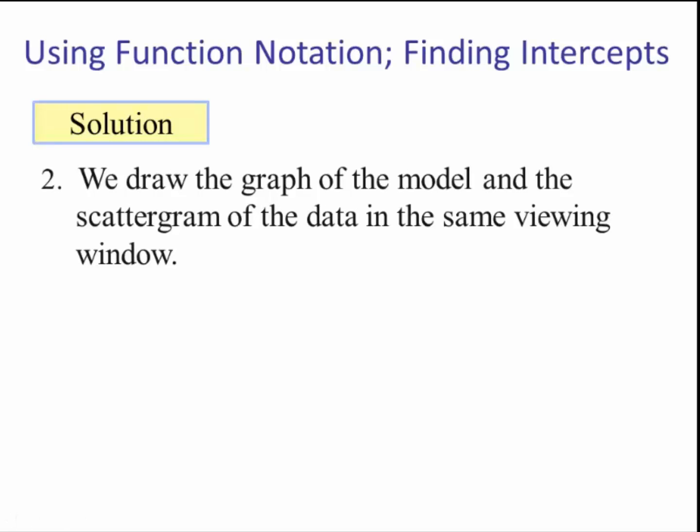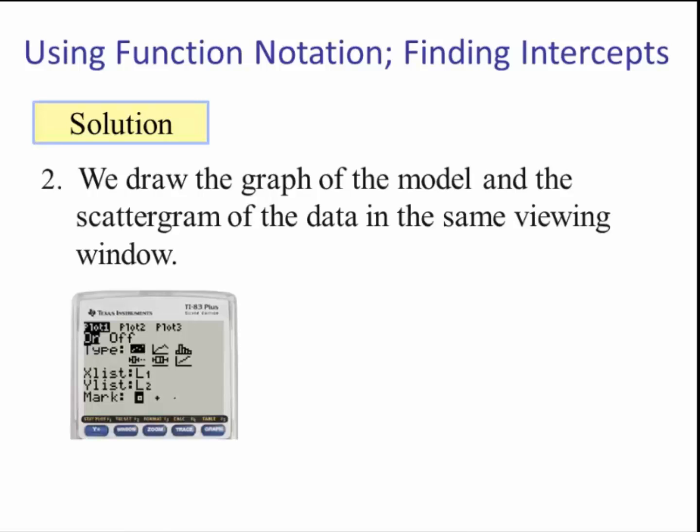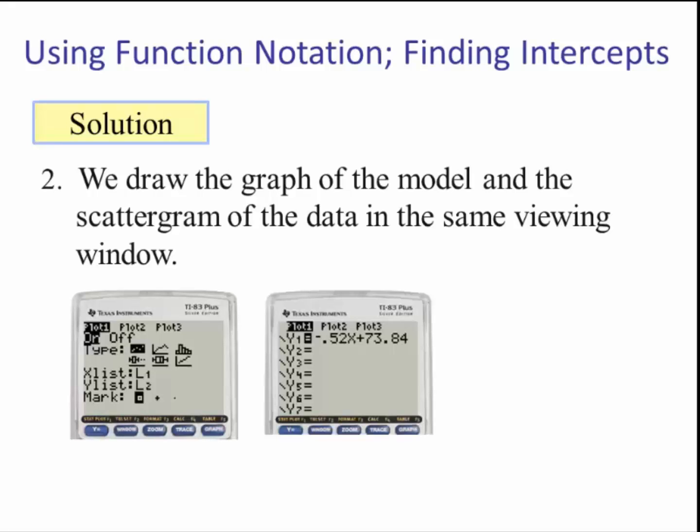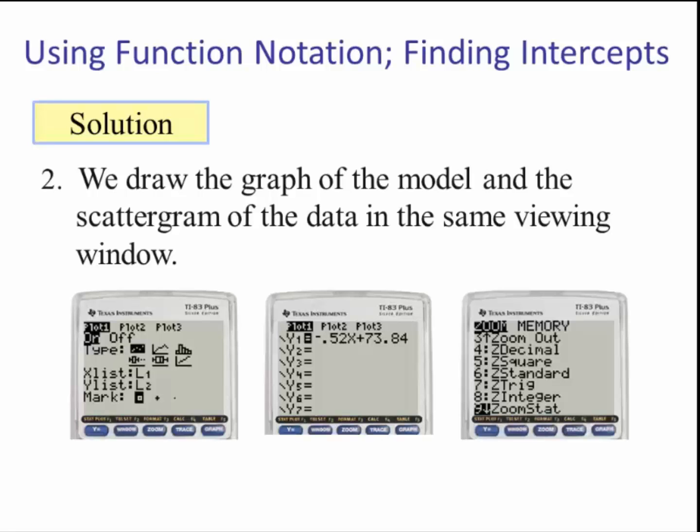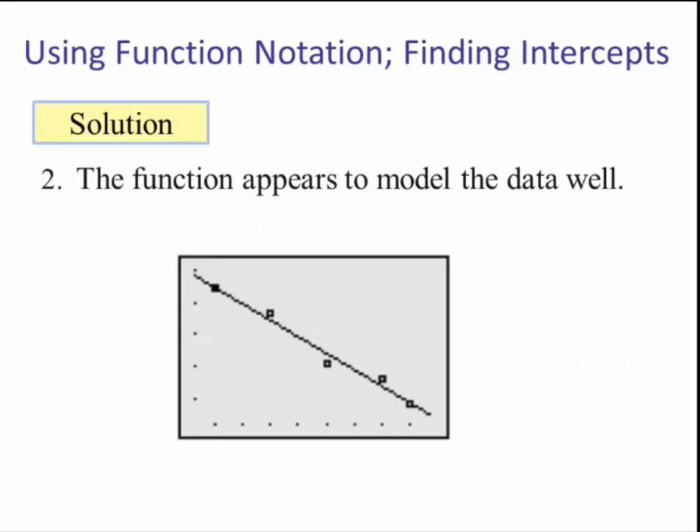Number 2, we draw the graph of the model and the scattergram of the data in the same viewing window. So you hit second, y equals, which is stat plot. Make sure the plot is on. Then you hit y equals. You type in the equation, negative 0.52x plus 73.84. Then you hit zoom, and then number 9, zoom stat. The function appears to model the data well.